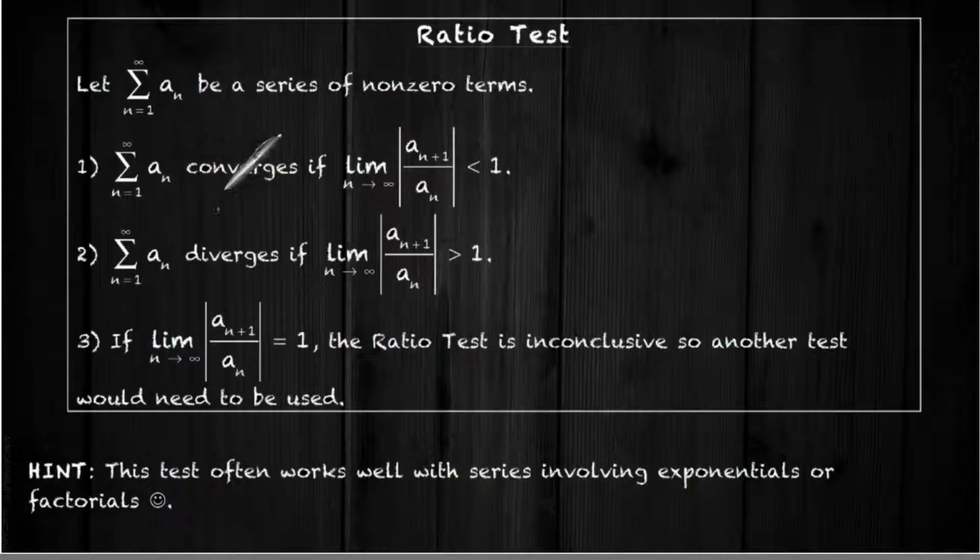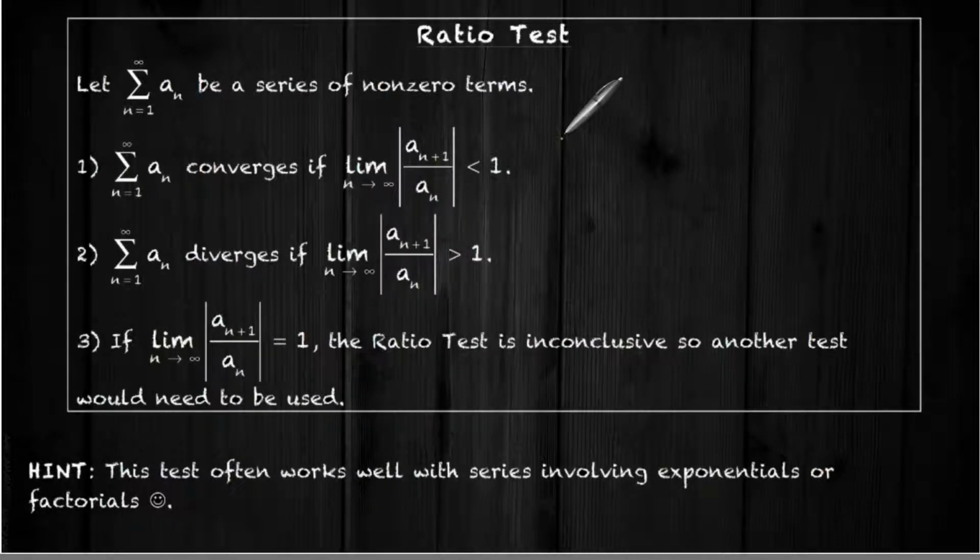Okay, today we are going to study the last two tests that we're going to learn for proving whether a series converges or diverges. And both of them are quite simple. The first one we're going to look at is called the ratio test.